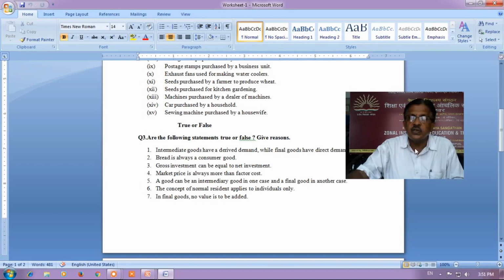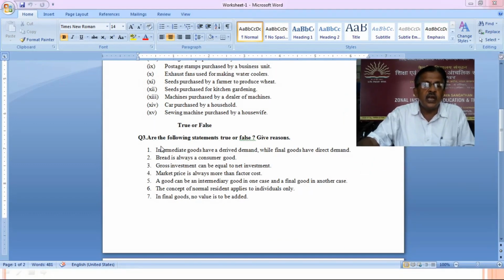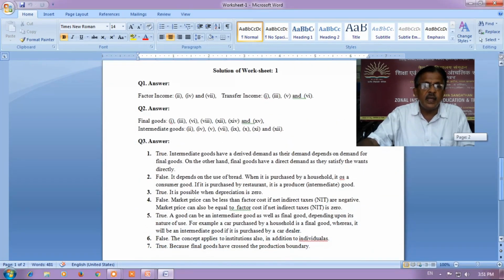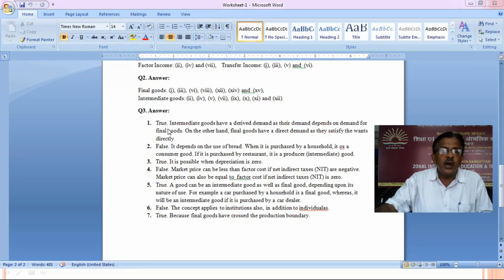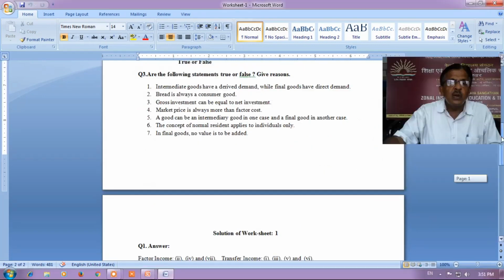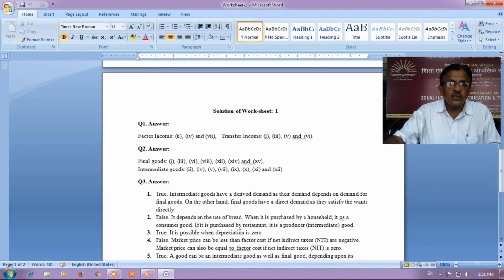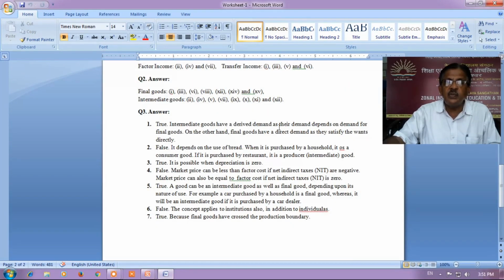Then true or false. You can see here, are the following statements true or false? Give reasons. You see question number 3, the answer you can check directly from here. Intermediate goods have a derived demand while final goods have a direct demand. So this statement is true, as their demand depends on the demand for final goods. On the other hand, final goods have a direct demand as they satisfy wants directly.